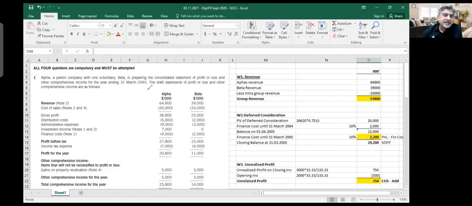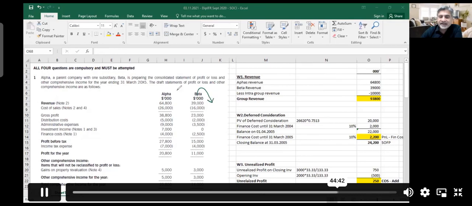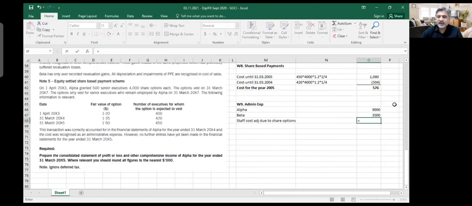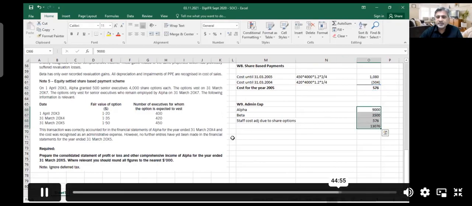If you had done a mid-year acquisition, let's suppose you acquired Beta during the year, for 6 months, for example, on 1st of July or 1st of October, whatever, then you need to proportionate the income statement first and then add. We discussed this before as well. But here it is a full year, so we are taking the full number. So how much is that? This is 576. This is going to be added. So this is your admin expenses.